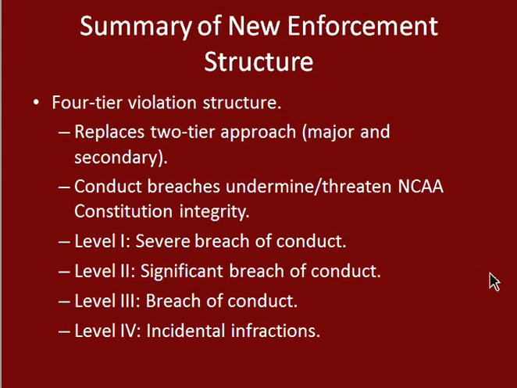Essentially, the new process has created a 4-tier structure. As we all know, prior to August 1st, 2013, it was major and secondary violations. The new process now is a 4-tier structure. We have 4 levels of violations, which are now called breaches of conduct. The highest levels of breaches of conduct, levels 1 and 2, are supposed to respond to those violations that undermine or threaten the NCAA Constitution and bylaws.